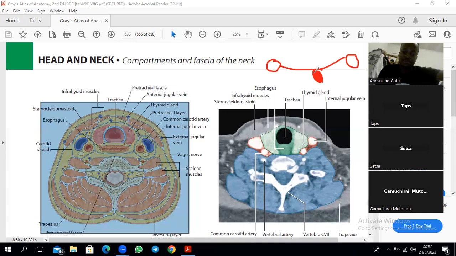Then the prevertebral fascia, when we do the posterior triangle of the neck, will actually cover the muscles that form the floor of the posterior triangle of the neck. It forms something that we call a fascial carpet. Right. It's just going to form the floor of the posterior triangle of the neck.